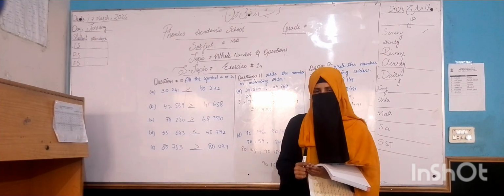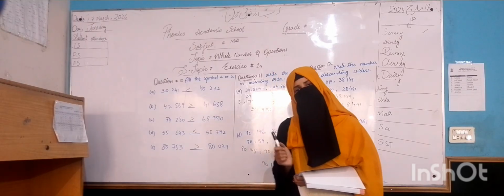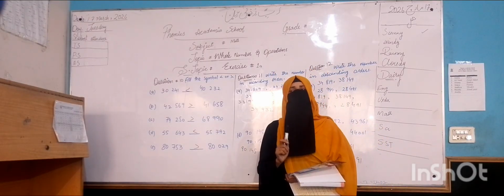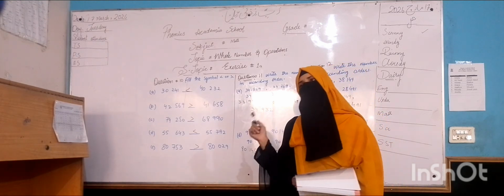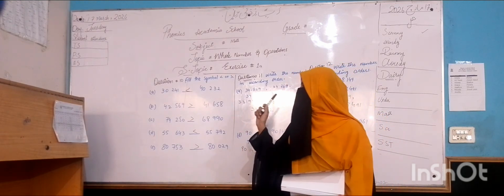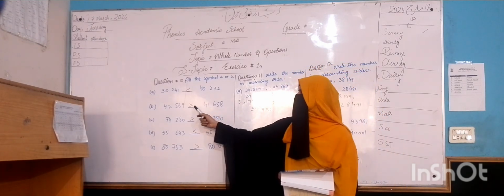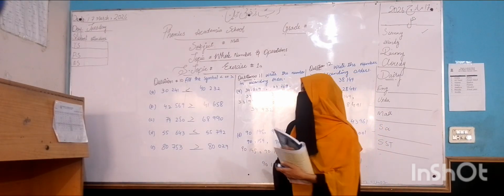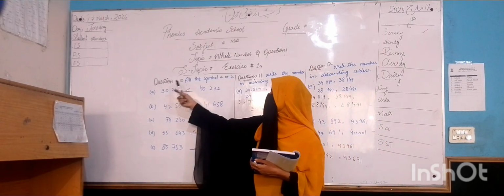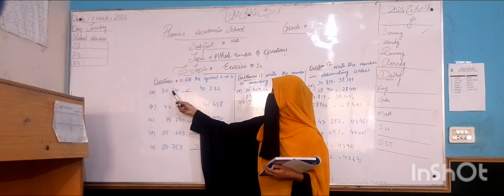When your left side is smaller than the right side, the less than sign is used. And when your left side is greater than the right side, the greater than sign is to be used. So we follow this sequence to put these symbols. Okay. Question number 10, part A.